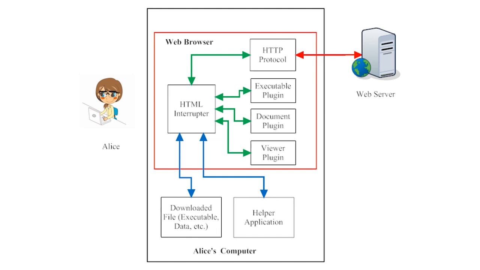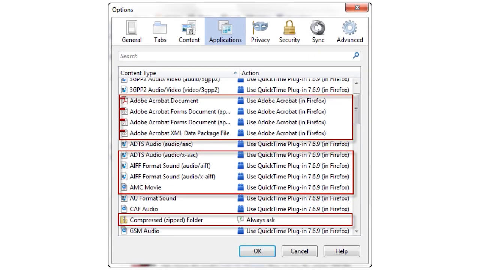As a user, Alice has some control over how her web browser handles files that are embedded into web pages. Let's imagine for a moment that Alice uses the Firefox web browser. If Alice opens the Options window in Firefox and selects the Applications tab, she can control what action her browser takes when it encounters any given type of file.